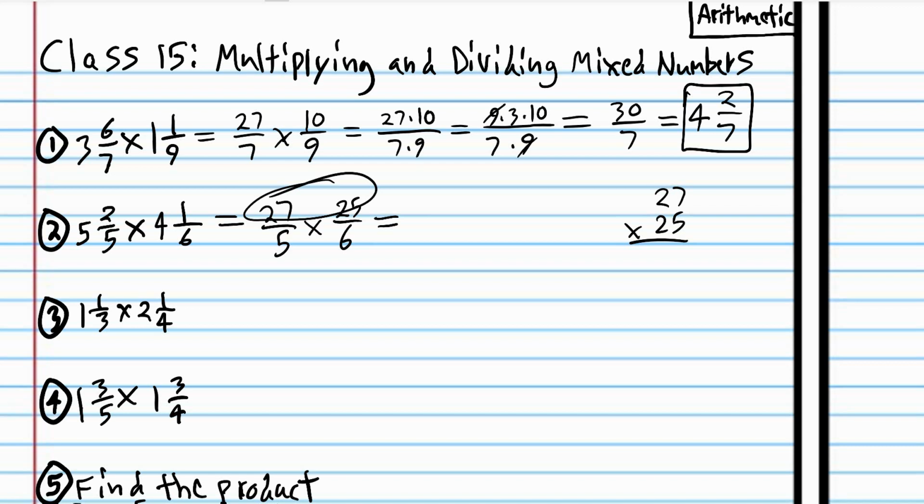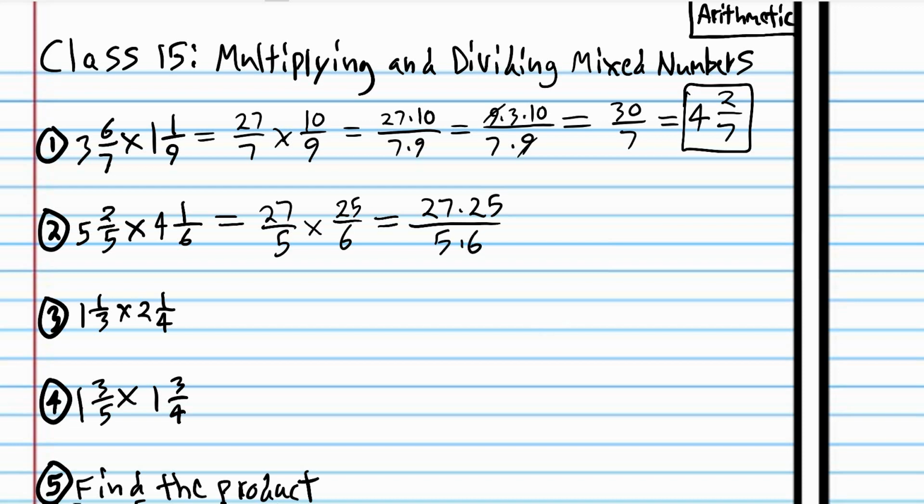Remember 27 times 25. But I don't want to do that. I want to do it an easier way. So we're going to leave it in factored form. Again, we're just leaving it in factored form because these are big numbers. If we weren't dealing with big numbers, then we could just multiply straight across, I guess.